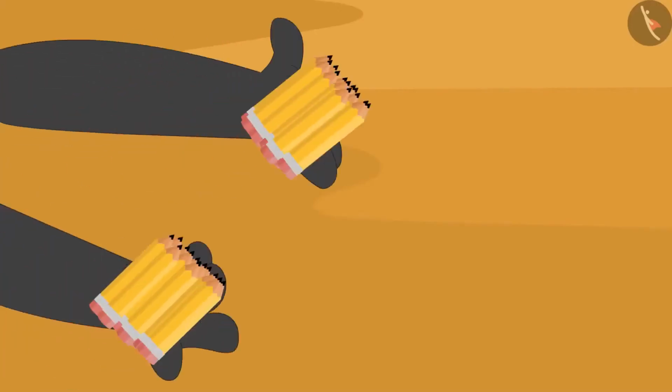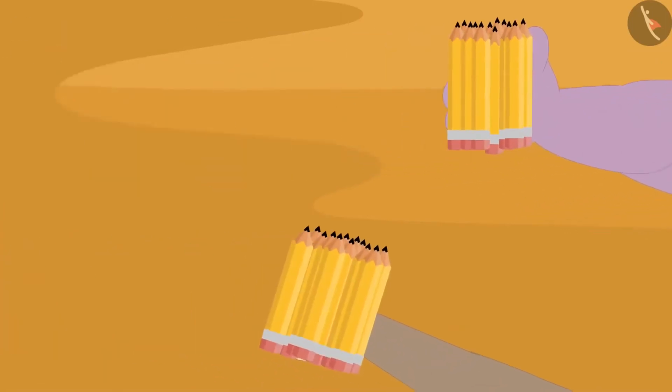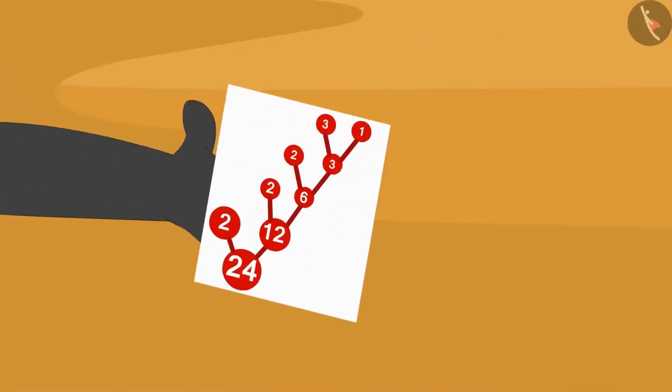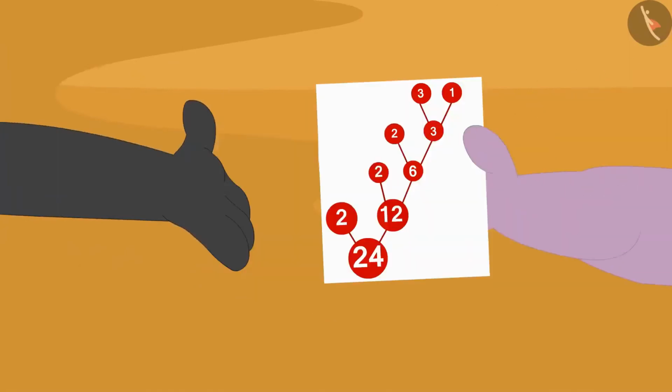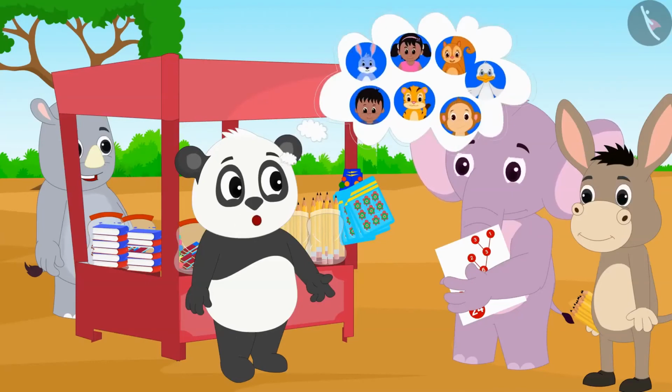Golu divided his 24 pencils equally among his 2 friends, and after giving them a picture of the factor tree, accordingly, they should distribute the pencils equally to their friends.